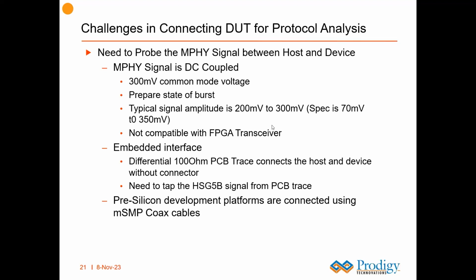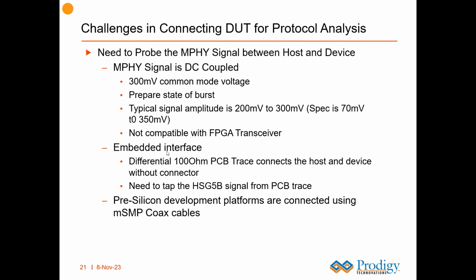So the signal amplitudes are very low. It can start from 200 millivolt to 300 millivolt, though the spec is from 70 millivolt to 350 millivolt. Most of the time we are seeing DUTs working around the 180, 190, 240, 230 millivolt range, and that's such a low amplitude signal. This signal is not directly compatible with the FPGA transceiver, so you need a strong front-end analog circuit which will make it compatible with the FPGA.